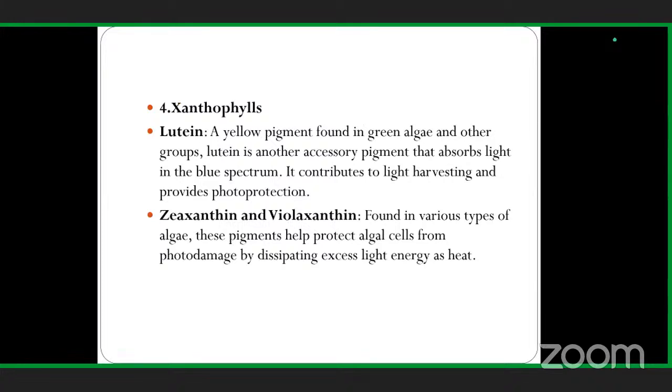In xanthophylls in algae there is lutein. It is a yellow pigment found in green algae and other groups. Lutein is also an accessory pigment, and it also helps chlorophyll A. It absorbs light in the blue spectrum and contributes to light harvesting and provides photoprotection. Next are zeaxanthin and phylloxanthin. These are also xanthophylls, and they also help against photo damage. Means sometimes the light energy is very high, as is the heat, and as a result the algal cell might be damaged. So zeaxanthin and phylloxanthin protect the algal cells from this damage.